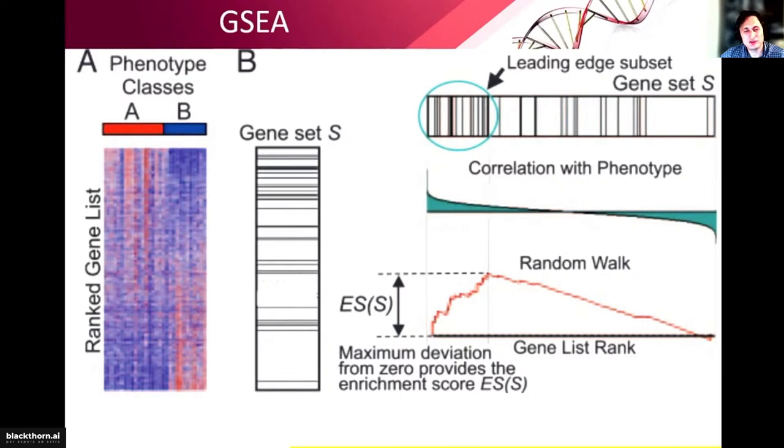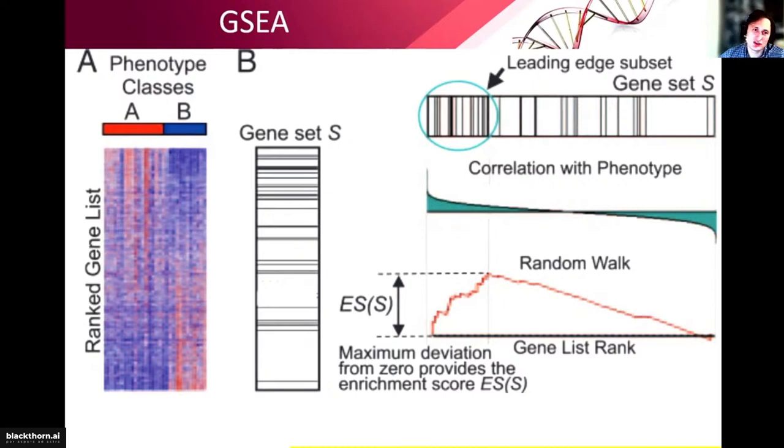You are performing differential expression. Some genes will be upregulated, some will be downregulated, some will be unaffected. And you perform ranking from the most upregulated to the most downregulated genes. And for GCAA, you have to have a gene set. Basically, it's just some list of genes. You can download it from GCAA, or you can generate it by yourself. Sometimes you have some set of genes, and you want to analyze which pathways it is consistent with, and so on.